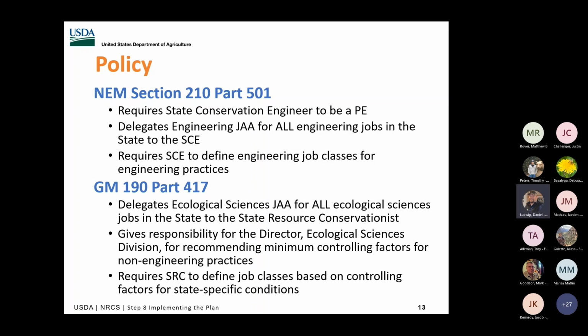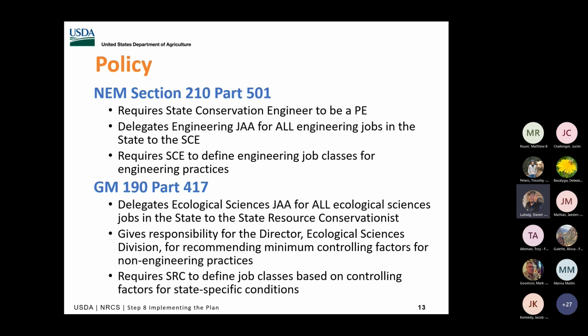It also requires the state engineer to define engineering job classes for those engineering practices. And we're going to get into the difference between job classes, controlling factors, and all that. That's coming up. On the flip side, for ecological sciences, that role falls to me. Our policy delegates the state resource conservationist to delegate that out, and it gives me, as the director of the Ecological Sciences Division, the responsibility for recommending those minimum controlling factors for non-engineering practices.